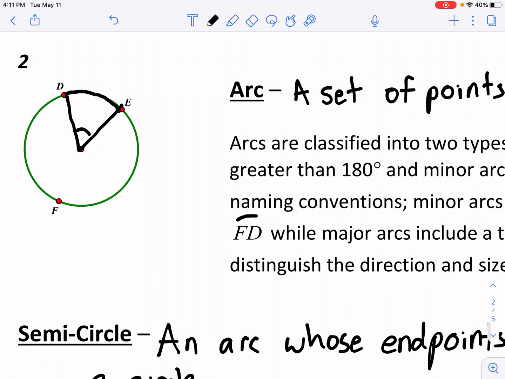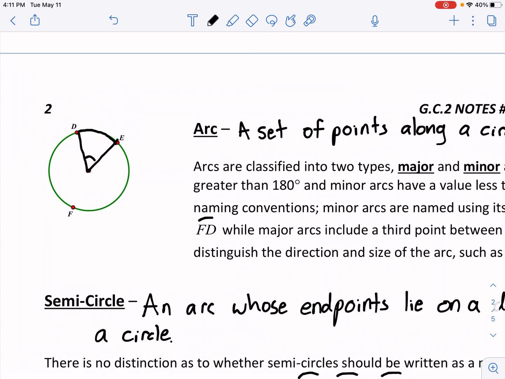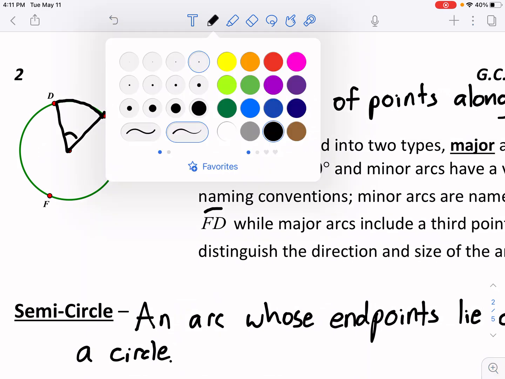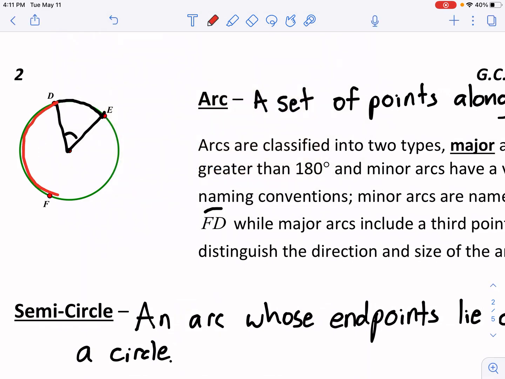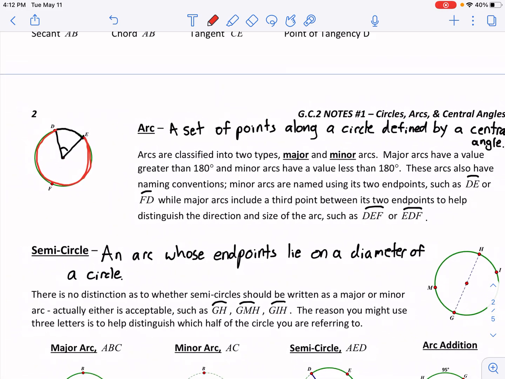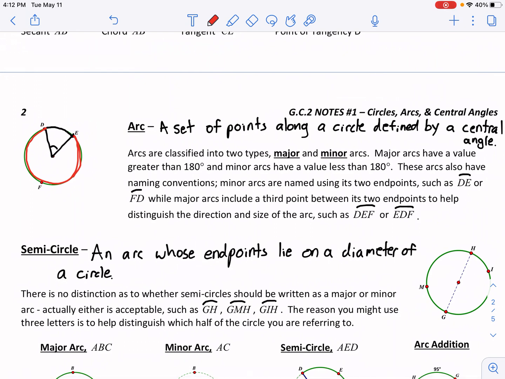But this is actually going to play off of what they're going to talk about in here, which is the difference between a major and a minor arc. DE would be a minor arc, this small arc here, and then if we look at the outside, DFE, this guy would be the major arc, okay? The large arc, okay? So arcs are classified into two types, major and minor arcs. Major arcs have a value greater than 180 degrees, okay? And minor arcs have a value less than 180 degrees. These arcs also have naming conventions. Minor arcs are named using two endpoints such as DE or FD.